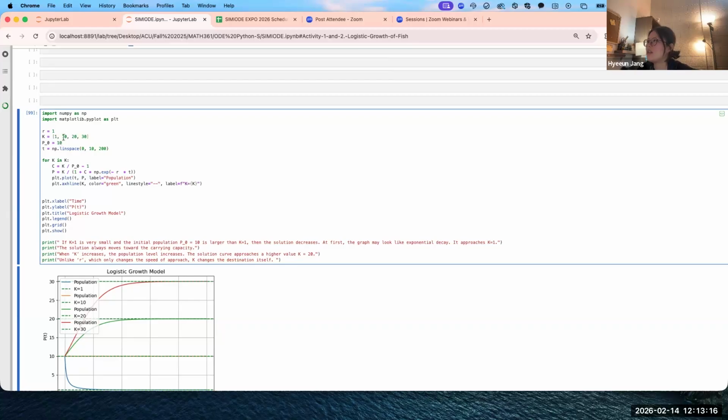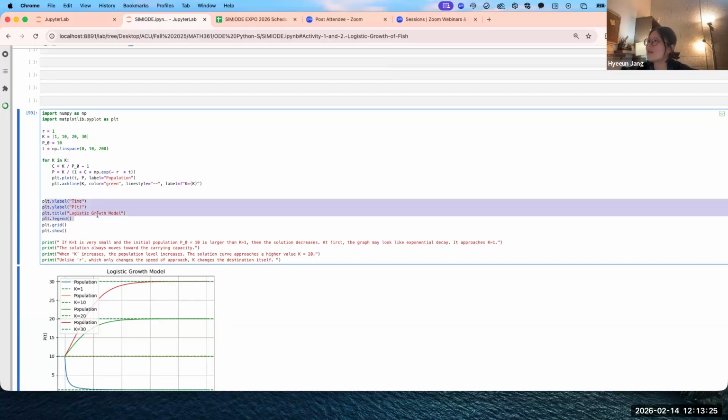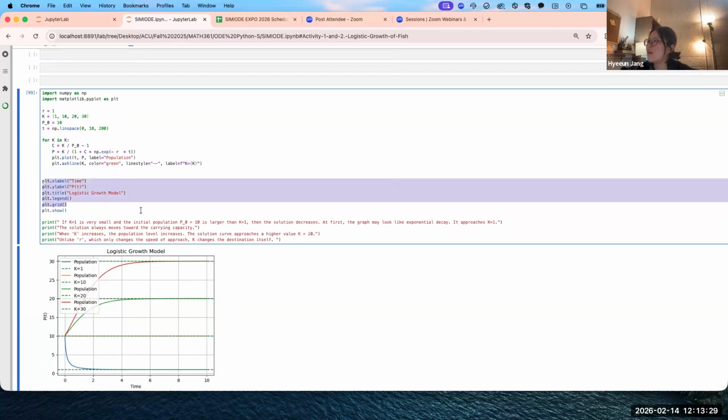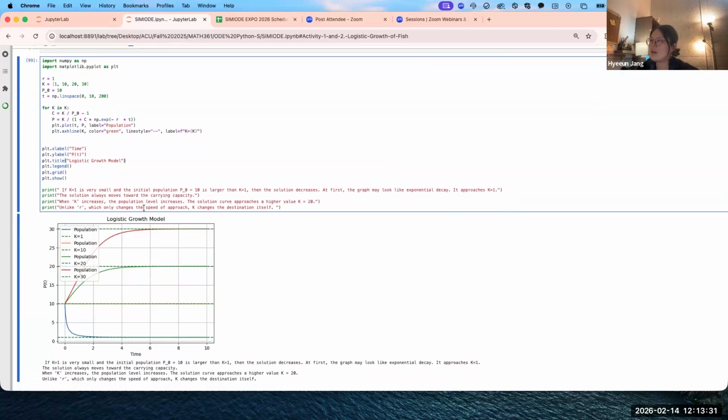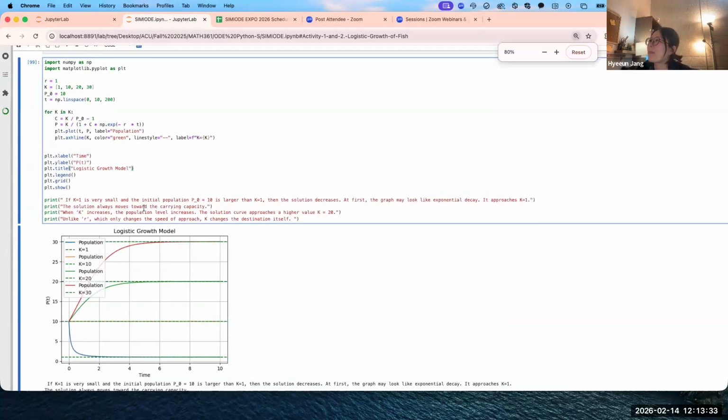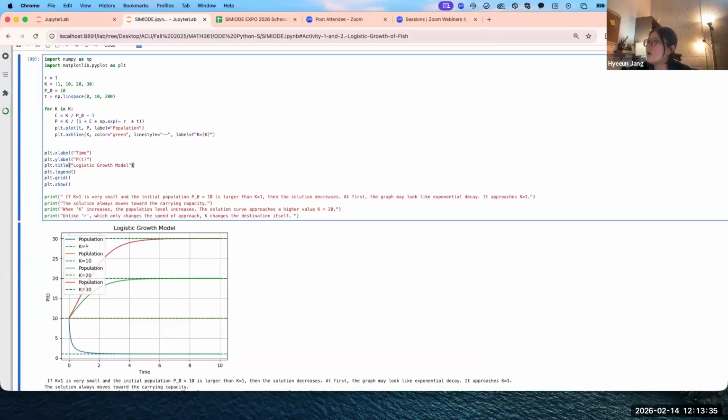10 is exactly the same as the initial value. Carrying capacity is greater than my initial value. And then this would be unnecessary. If I don't want it, I can just eliminate it. And then eventually we will get a little bit of zoom. So depending on different carrying capacity, yeah.